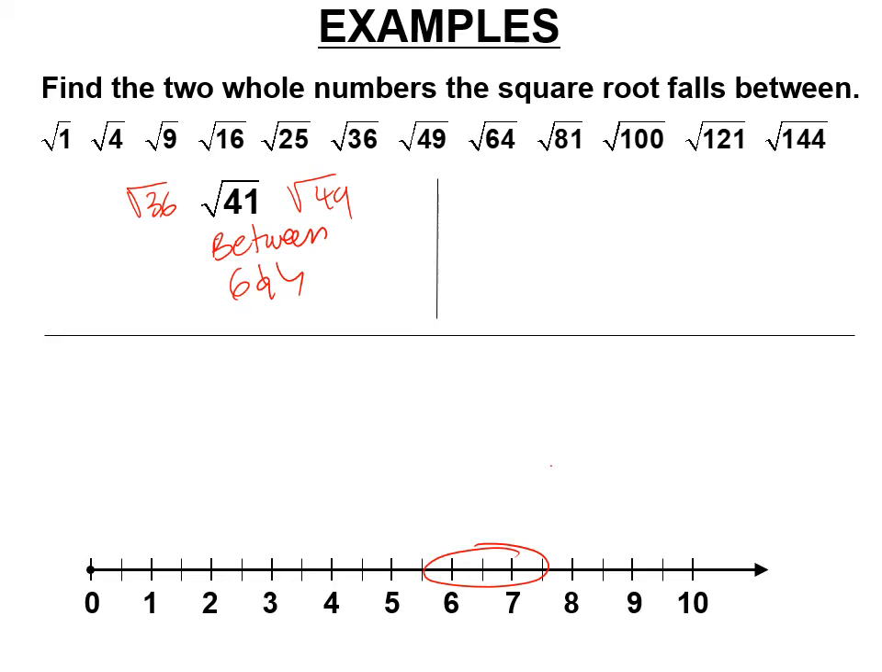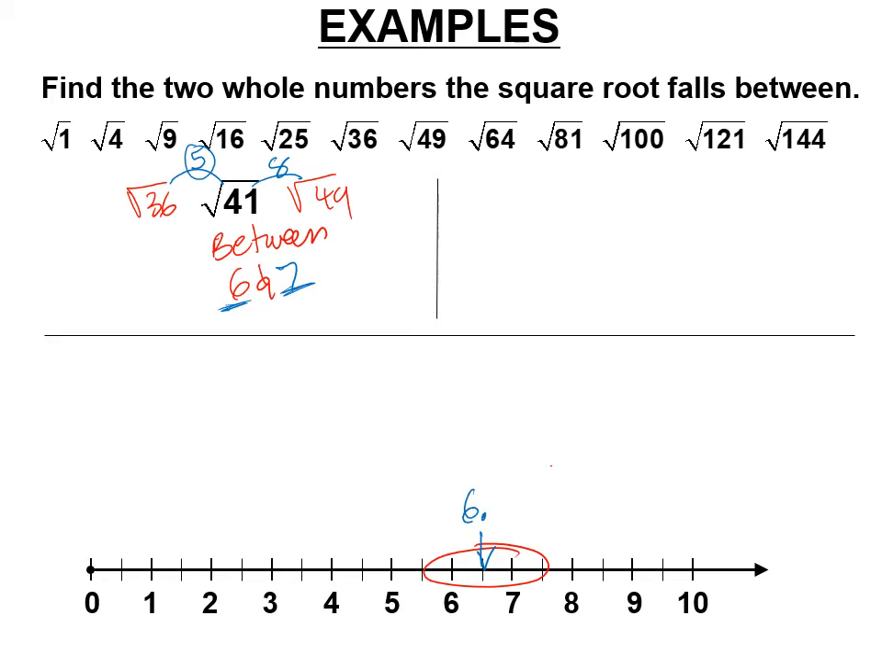Now let's look at 41. 41 is 8 numbers away, right, from 49. 49 minus 41 is 8. 41 is 5 numbers away from 36. So what does that tell us? And by the way, this is 6 and 7. That was sloppy. It tells us that the square root of 41 is a little closer to 6, the low end, than the high end.